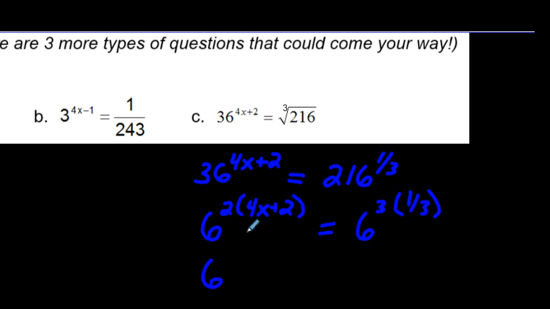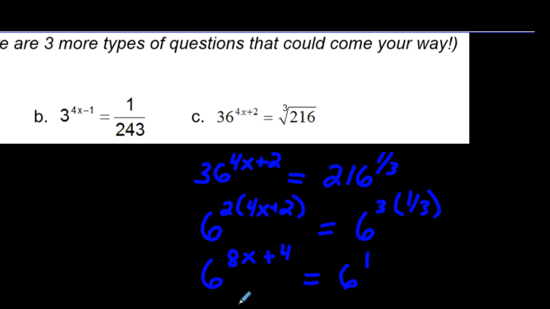So 2 times 4x is 8x. 2 times 2 is 4. There we go. Now we've got that exponent properly done. Now let's do this one. What's 3 times 1/3? Boy, there's a lot of stuff to remember. You have to remember how to multiply fractions now, folks. And that goes back a ways in your schooling. But anyway, 3 times 1/3, as you'll know, is 3 over 3, which is really just 1.